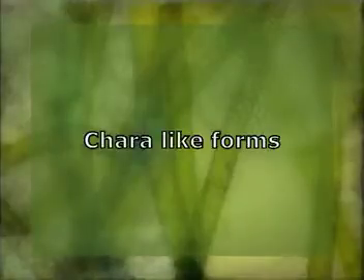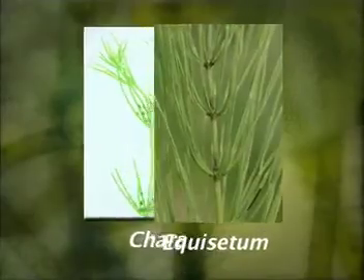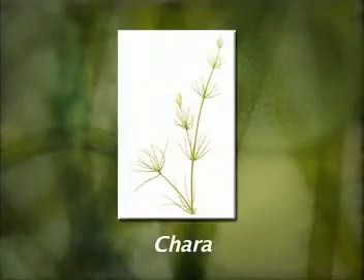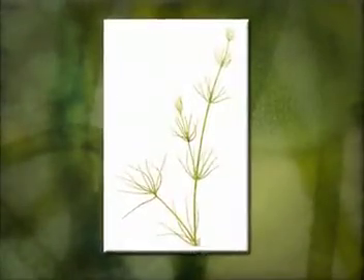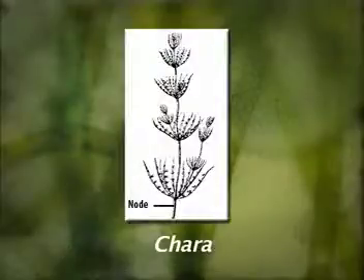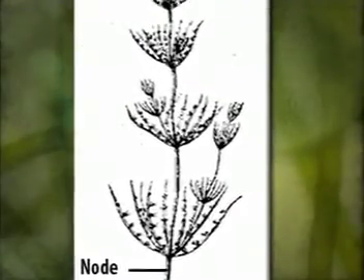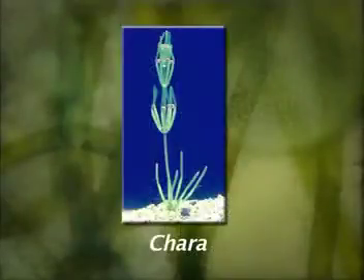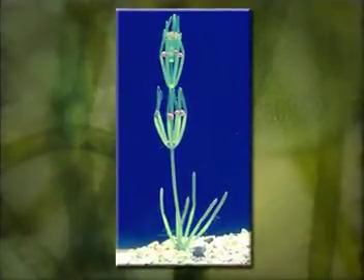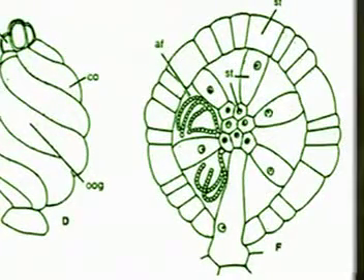Chara-like forms. It has a plant-like body. It resembles Equisetum in having nodes and internodes on the axis. From the nodes arise three types of appendages. Branches of limited growth. These branches arise in whorls of 6 to 16 at the nodes of the main axis. They stop their growth after some time. They are also called primary laterals, leaves or branchlets. Reproductive structures are borne on these branches.